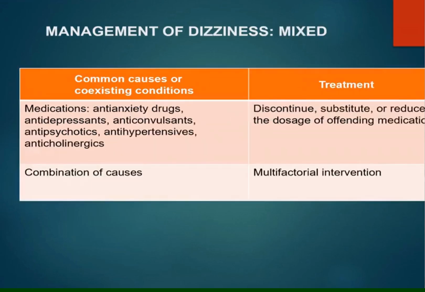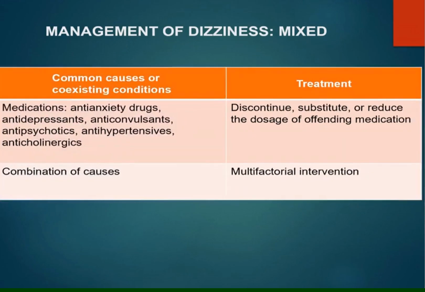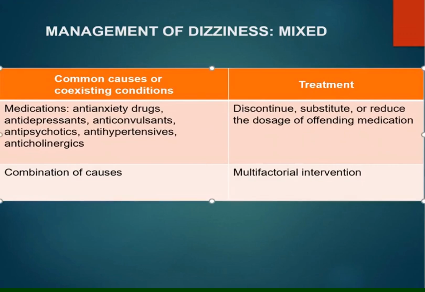In terms of the management of mixed etiologies of dizziness, you want to look for medication issues, and you want to discontinue or give a trial off medications that you consider causing the dizziness. And then sometimes cognitive behavioral training can be an important intervention, as well as medication management.